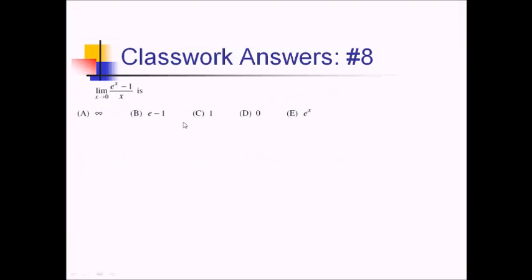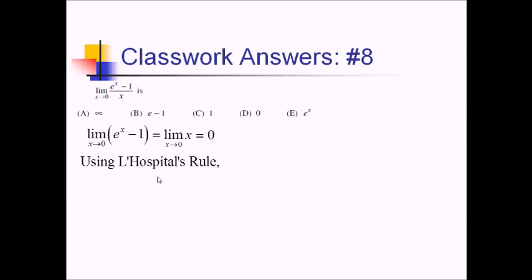On this one, we're trying to find the limit as x approaches 0 of this expression. So just mentally plugging 0 in, e to the 0 minus 1, that's going to be 1 minus 1, which is 0. So the limit of the numerator is 0. The limit of the denominator is the same thing. It's also 0. Since those are both 0, that means we can use L'Hopital's rule to evaluate this.